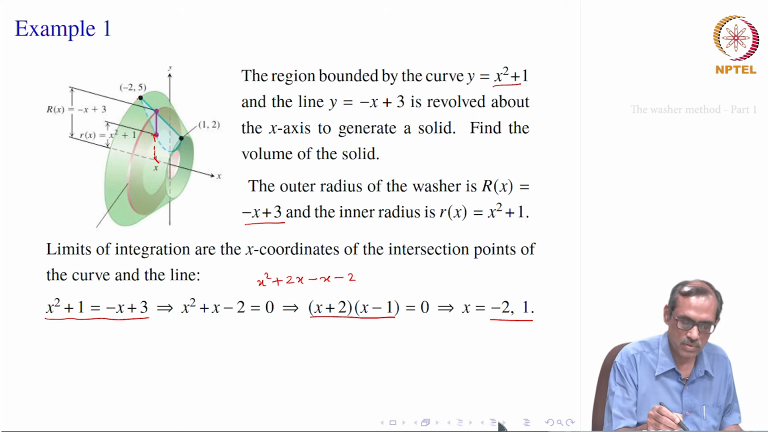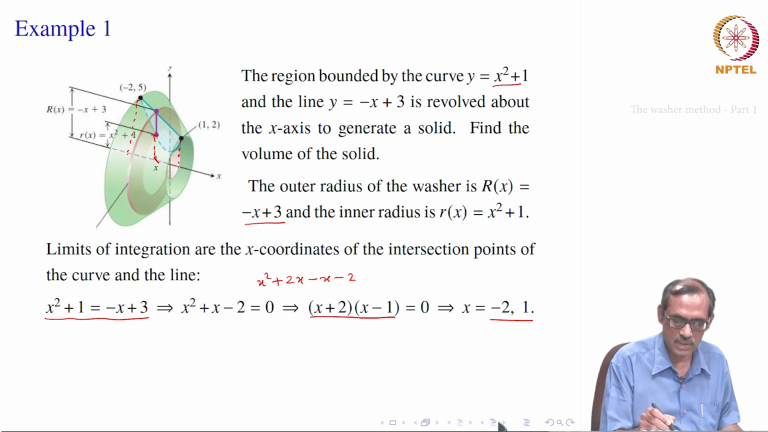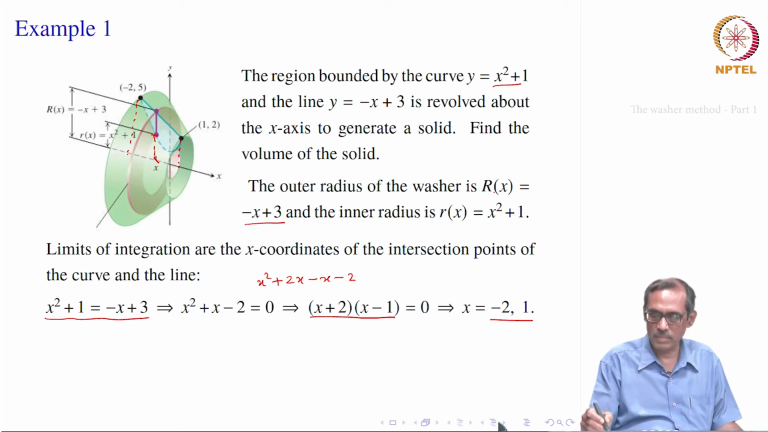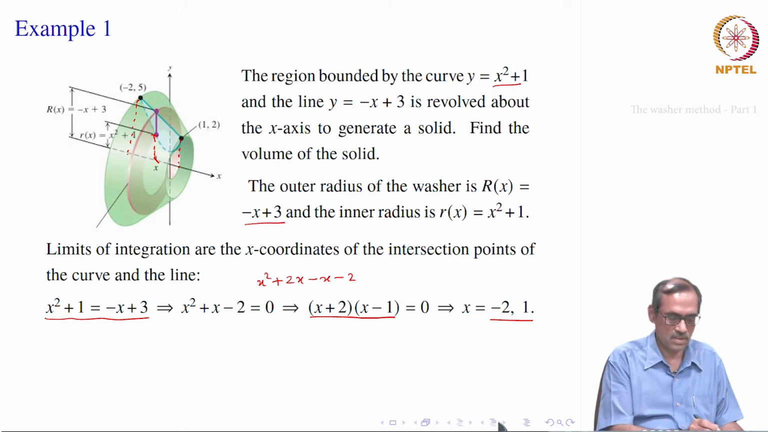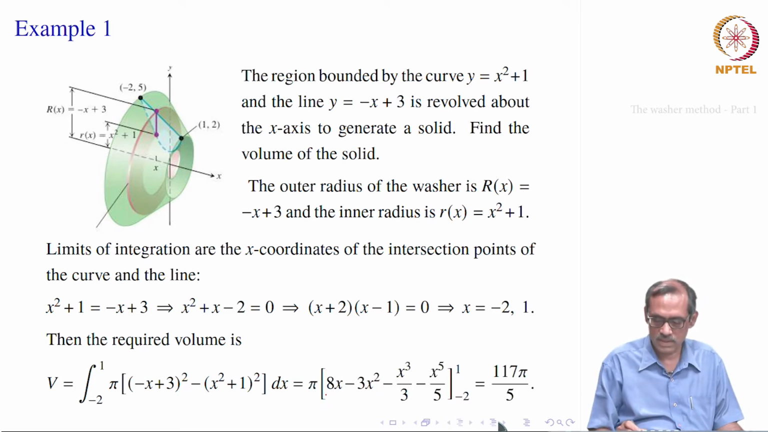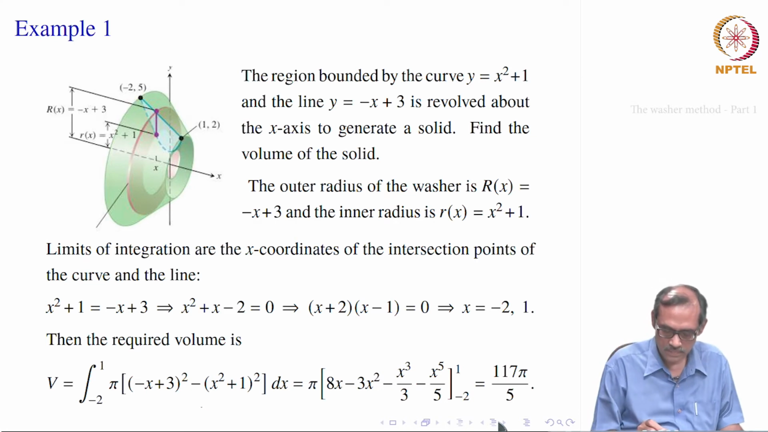So, that corresponds to this point which is x equal to minus 2 and this point which is x equal to 1. So, we have got the limits of integration, we have capital R x, we have small r x, thus the volume is minus 2 to 1 integral of the slice, that slice is now a washer. So, that is pi times capital R x square minus small r x square. So, this is minus x plus 3 square minus x square plus 1 square. Now, you expand it. So, after expansion you integrate.